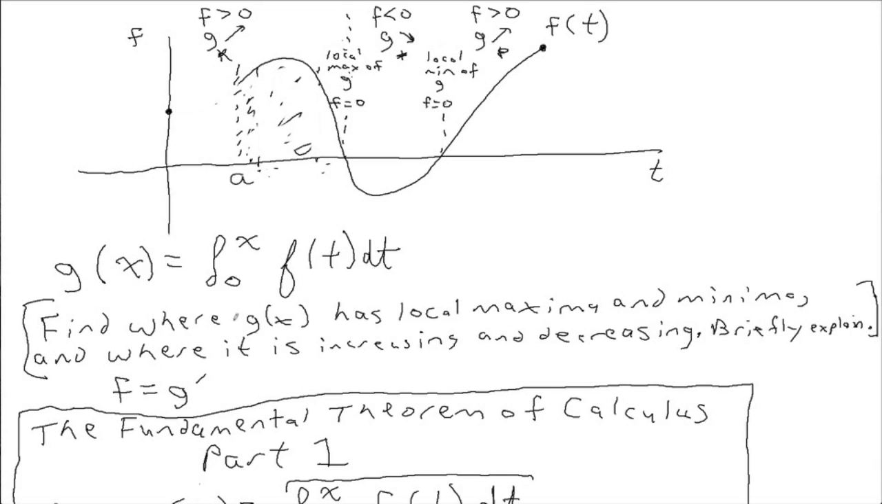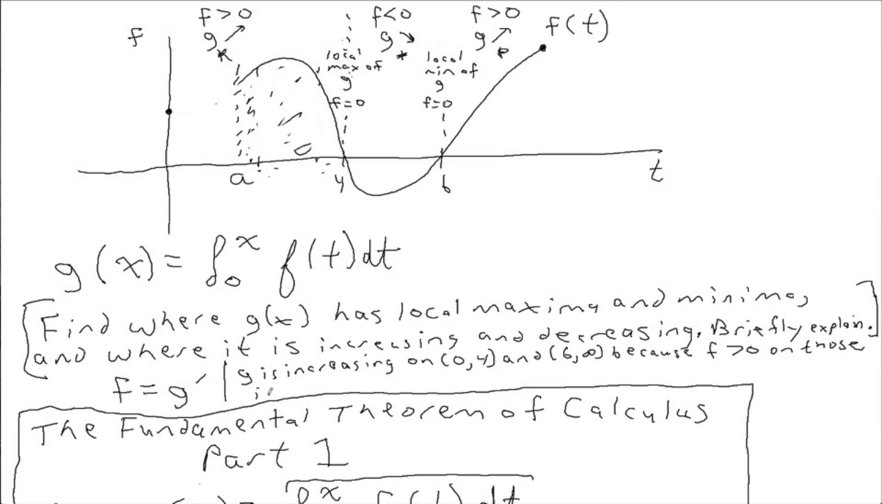What the instructor wants you to say is this. So let's call this, I'll put in some numbers here so I can express this better. I'll call this 4 and 6. So we could say g is increasing on 0 to 4 and 6 to infinity because f is positive on those intervals. That's what you said.